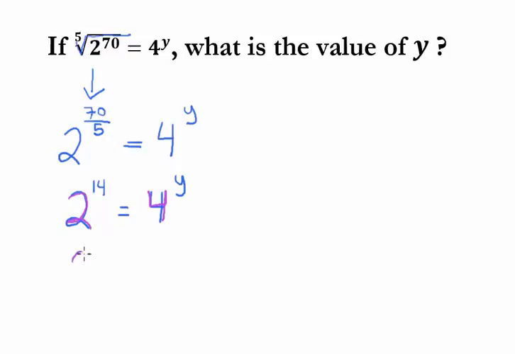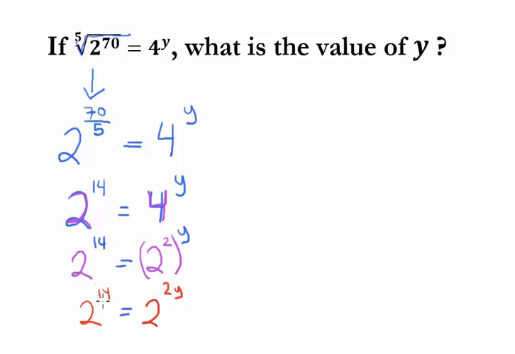So let's keep the 2, because we want to keep the smallest base. I can say that 2 to the 14th power is equal to, well, 4 is nothing more than 2 squared, right? Now we have the same bases. So this whole thing is 2 squared to the y power. And again, I can use my exponent law: this is nothing more than 2 to the 2y power. So I have 2 to the 2y power is equal to 2 to the 14th power.